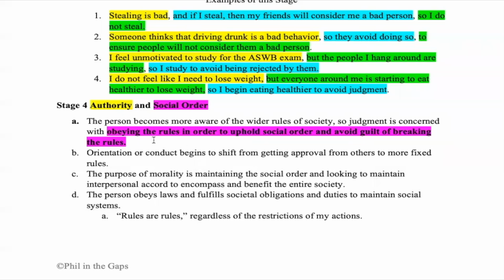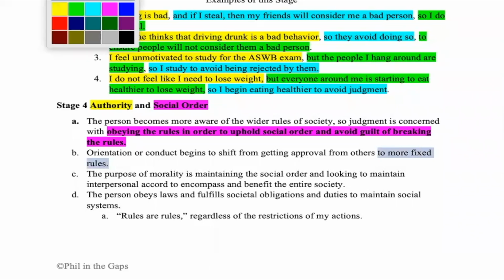I'm not just going to be like, you know what? I make the rules and do whatever I want, or I'm just going to listen to this group of people. Authority and social order, I'm not going to just listen to the people that I hang around. I'm going to listen to all of society to avoid disrupting social order. So orientation or conduct begins to shift from getting approval from others to more fixed rules. So even if my friends are breaking the rules and laws, I'm not going to break them to avoid disrupting social order. So that is where we're going to come in to more fixed rules.